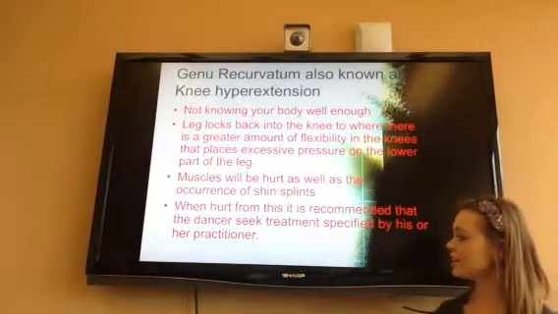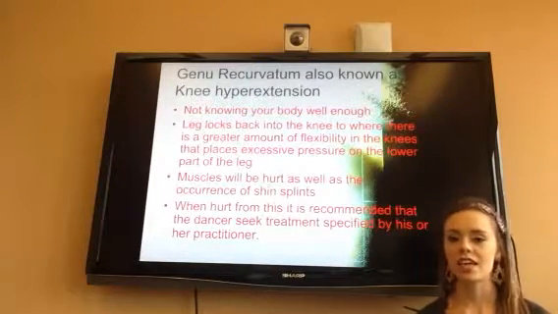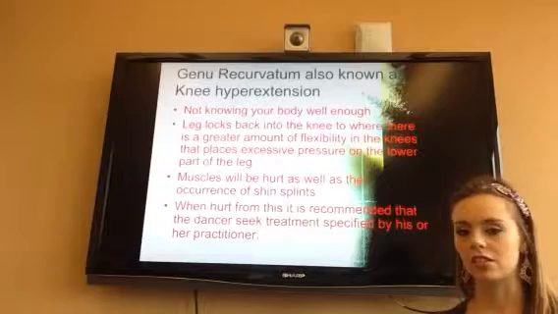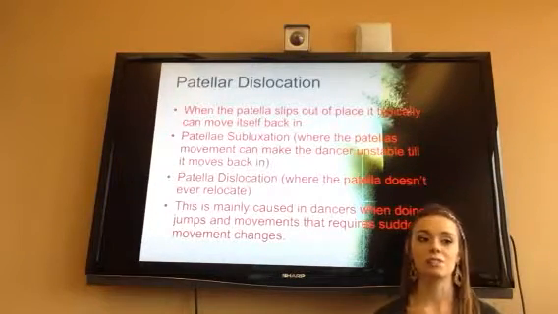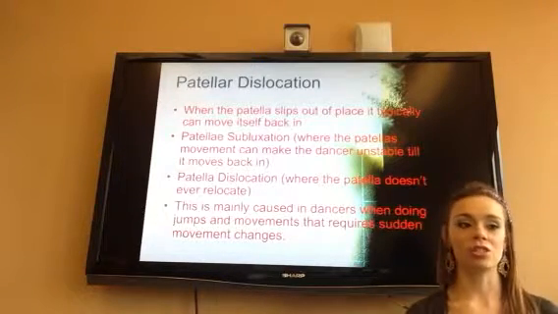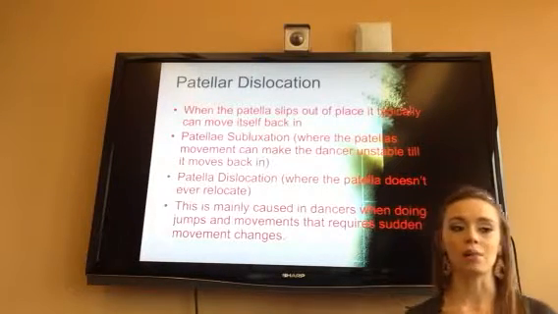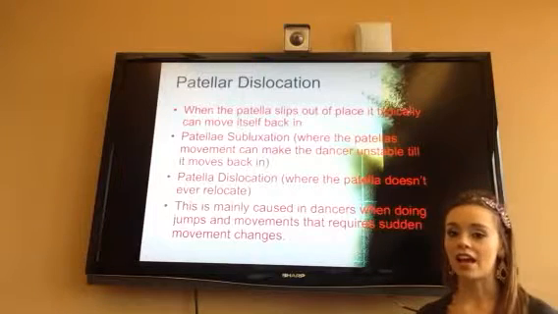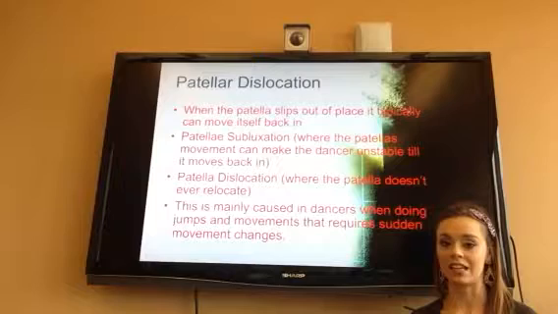Now, when you're hurt in this, it is actually recommended that you go see a practitioner just in case there are different injuries that can be caused from this. Now we're going to talk about the patellar dislocation. When your patella is dislocated, it can actually pop back in. When it pops back in, it is called patella subluxation. Patella dislocation is where your patella doesn't go back in at all.